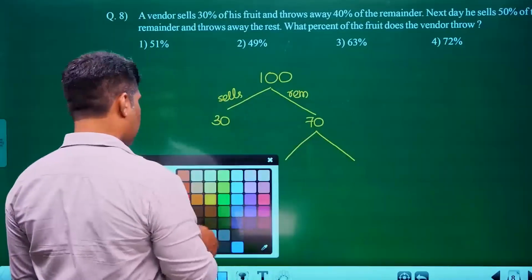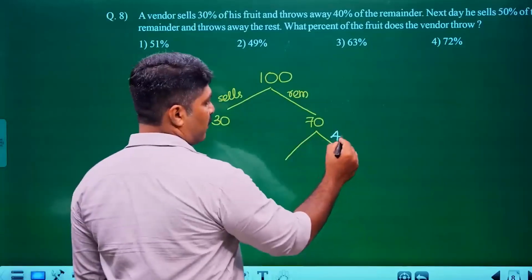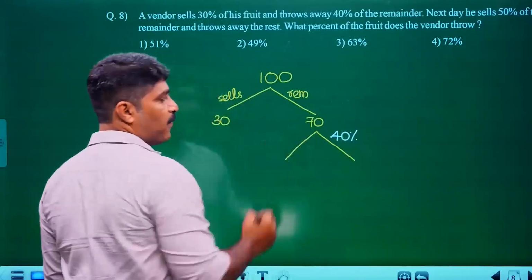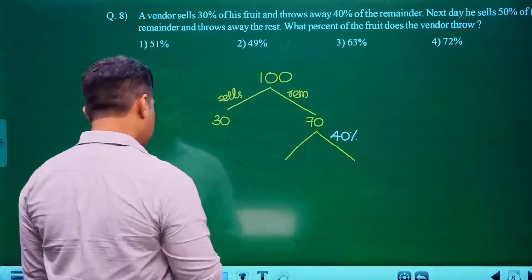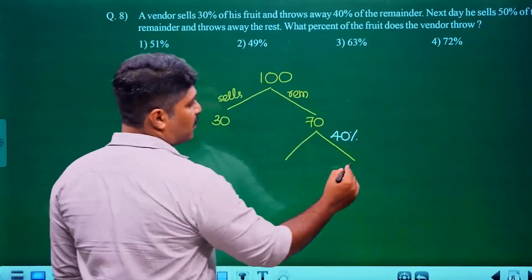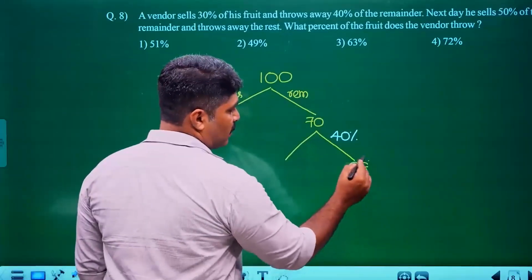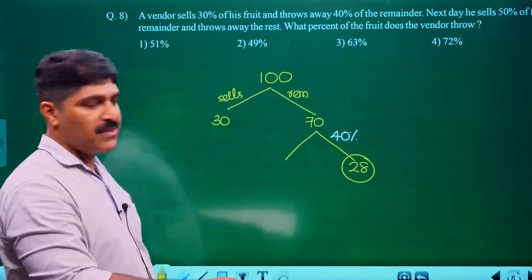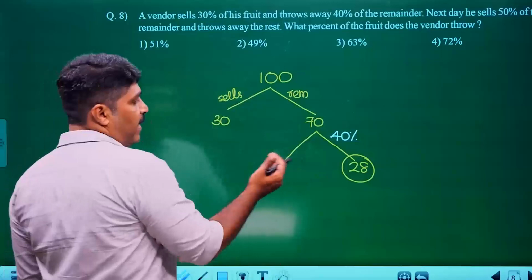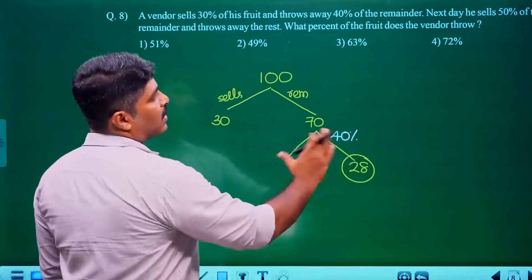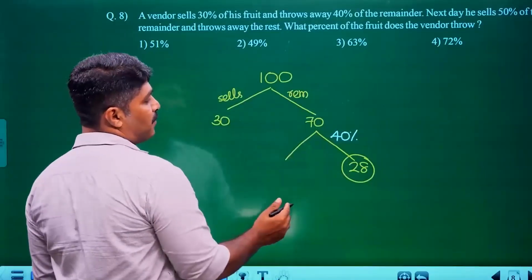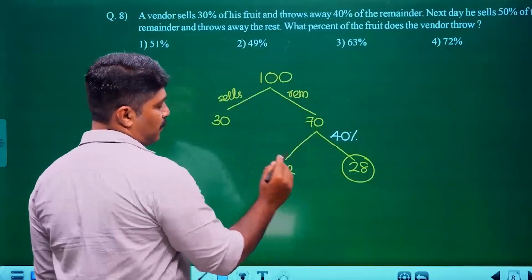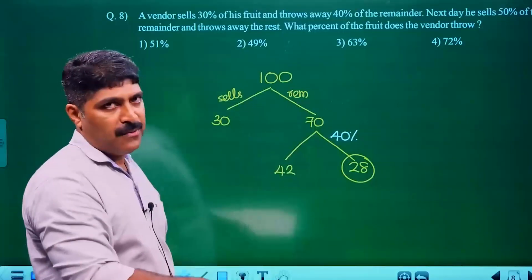So here we consider the quantity of fruits he throws away. That is 40% of this value. What is 40% of 70? That is equal to 28. So this is the number of fruits he throws away on the first day. What is remaining here? After this transaction, the remaining fruits are 42. That's the remaining quantity of fruits with him.